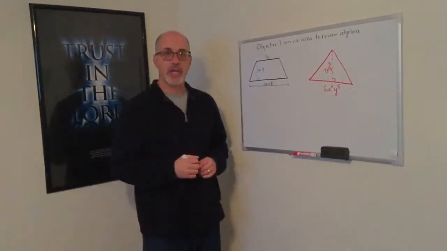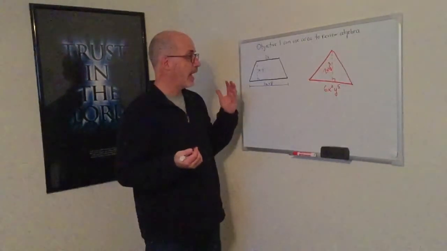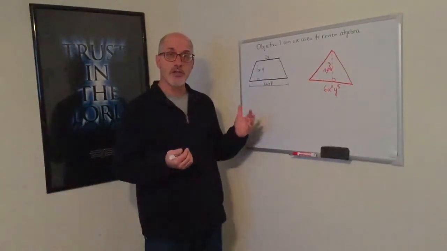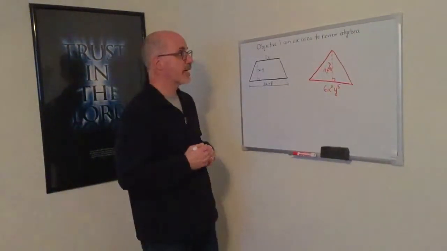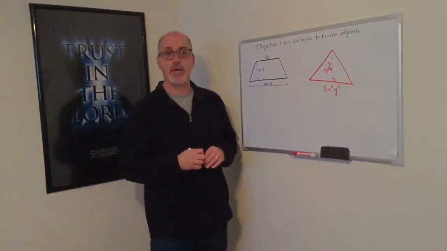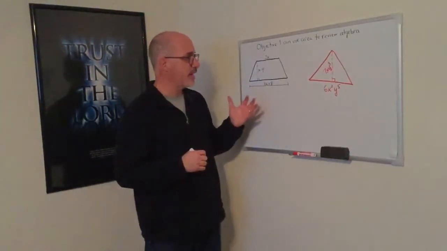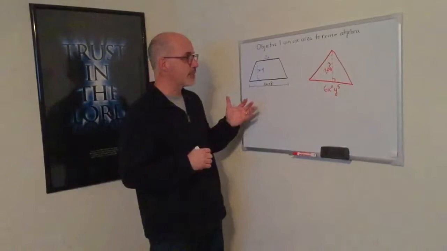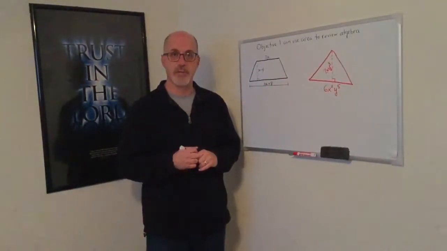This opening, what we like to do is talk about reviewing some of our area formulas and use them to also review algebra. So our objective is: I can use area to review algebra. What I'd like to do is take this trapezoid and find the area with these geometric dimensions, and also find the area of this triangle using these geometric dimensions.